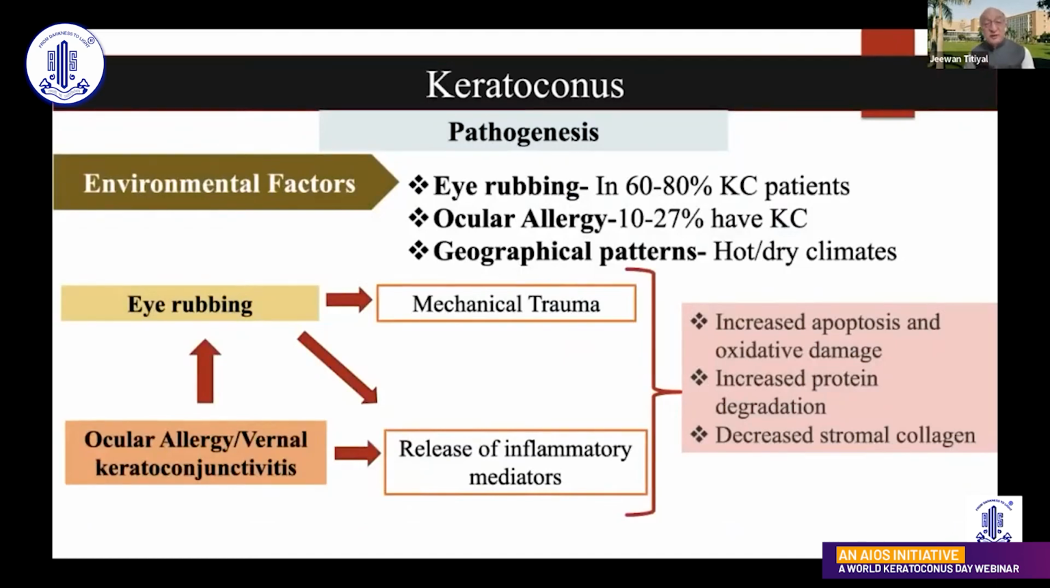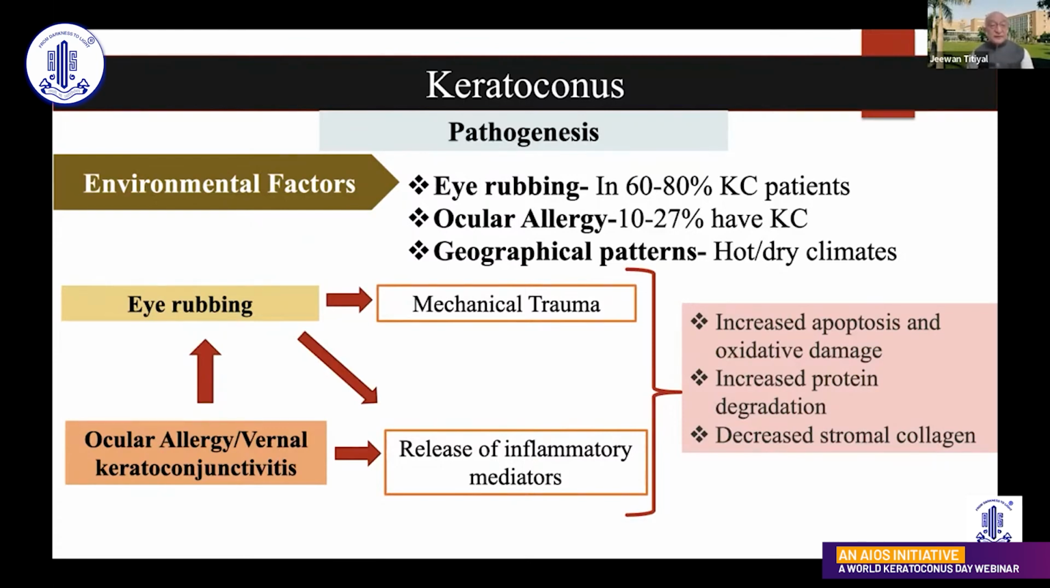The second important factor, which I talked about, was the environmental factors, which are also very important in a country like ours. We know that eye rubbing is a very common phenomenon seen in keratoconus patients, especially those who have ocular allergies. If you have a patient who has a habit of rubbing the eye regularly, there is a 60 to 80% higher chance of this history in a keratoconus patient. So there's a definite correlation between eye rubbing and keratoconus. Ocular allergy also carries almost 27% higher chances of keratoconus. Geographical pattern also: hot and dry climates like in Asian and Middle East countries will have higher chances of keratoconus.